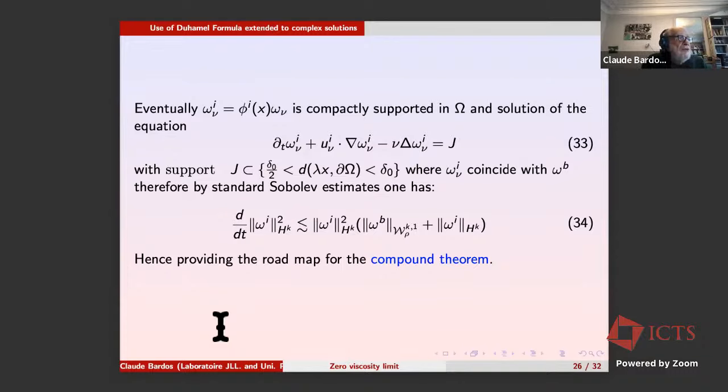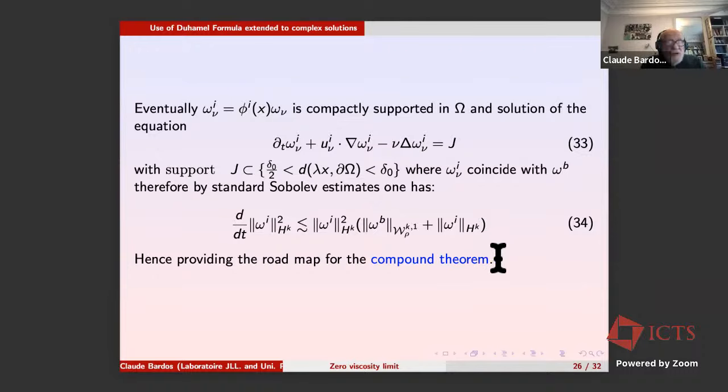Okay, and then you just use the standard Sobolev estimates. For technical reasons, for the Sobolev, for all the problem, you had better do that for the derivative, so that ends up the computation of the compound norm.